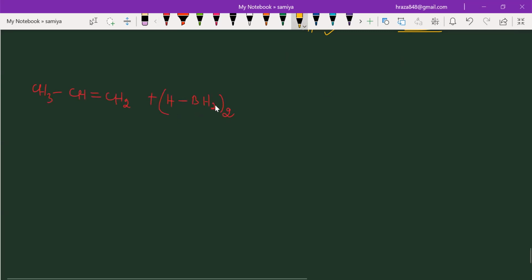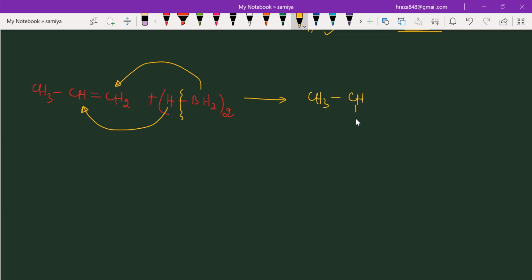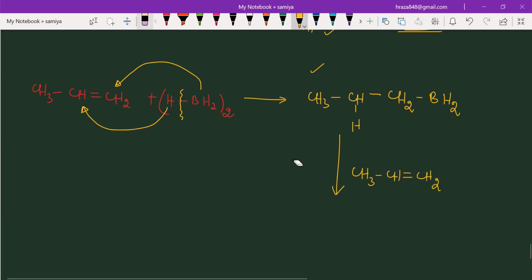So what happens here? It's very easy. You just need to break this bond and go by anti-Markovnikov. That means this H will go to this carbon and this BH2 will go to this carbon. So you will get CH3CH2CH2BH2. Again, you are going to react this product with the alkene that we had taken initially. Again, this bond will break and this hydrogen will come here.